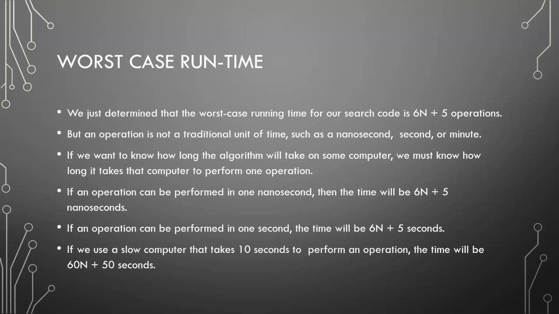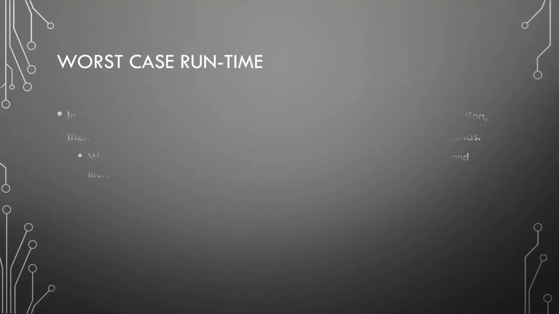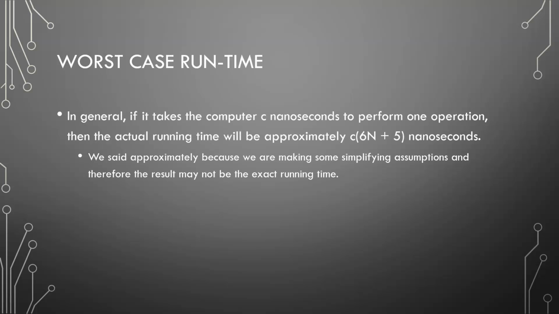If we use a slow computer that takes 10 seconds to perform an operation, the time will be 60n plus 50 seconds. Notice that we're still in our base unit of seconds, but to account for that extra 0, we have to add a 0 to each of these numbers. In general, if it takes the computer c nanoseconds to perform one operation, then the actual running time will be c times 6n plus 5 nanoseconds.